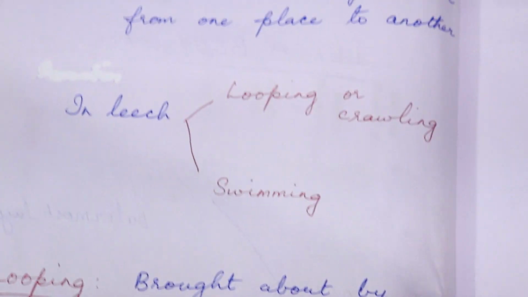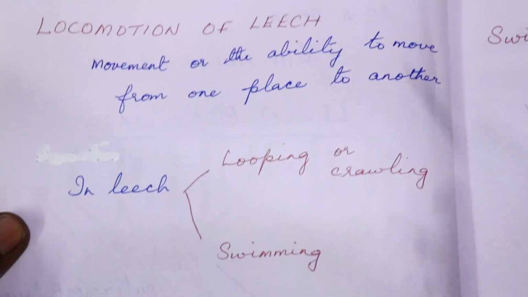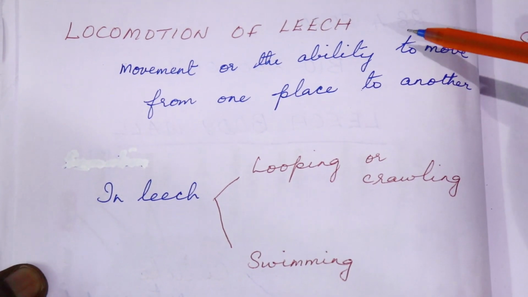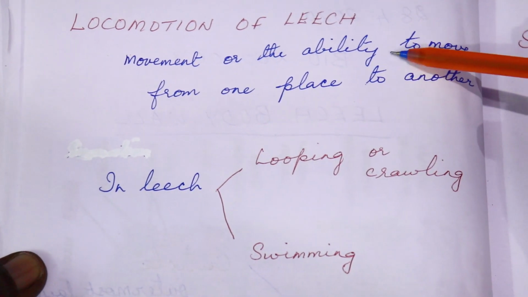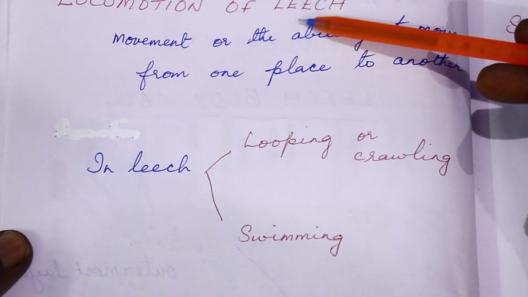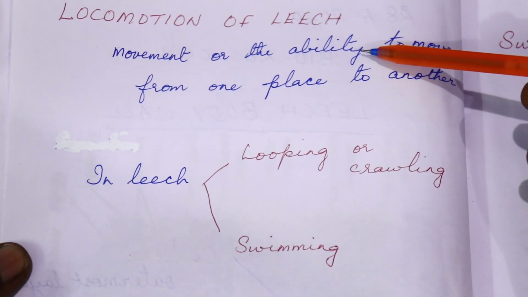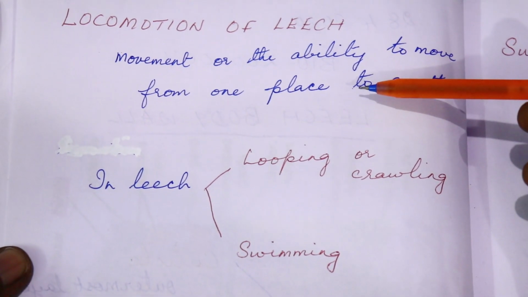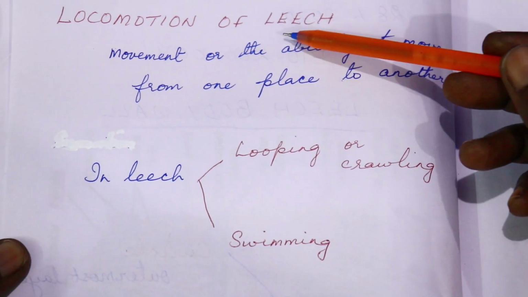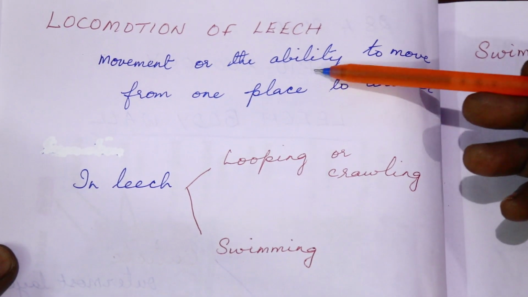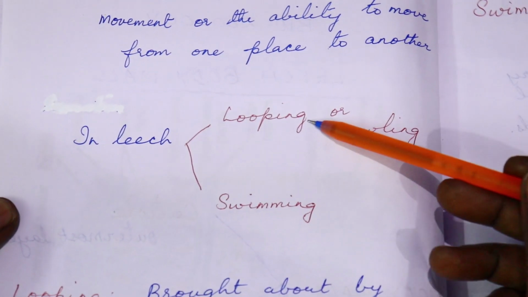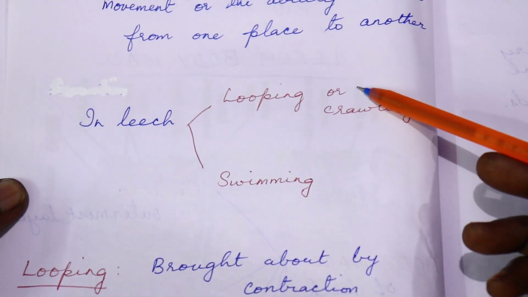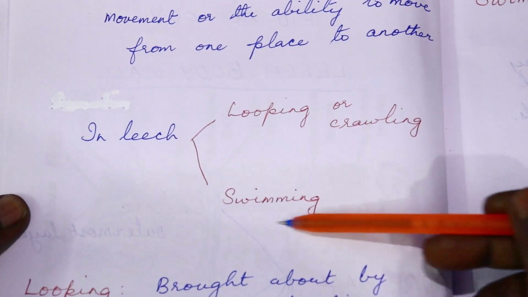Okay, coming to the locomotion of leech. What is locomotion? Locomotion means the ability to move around, isn't it? From one place to the other place. Movement. How we move, children? We are bipedal animals and we walk with the help of 2 legs we have, isn't it? But here it's a lower form of animal. In leech, they follow 2 types of movements. One is looping or crawling and the other one is swimming.